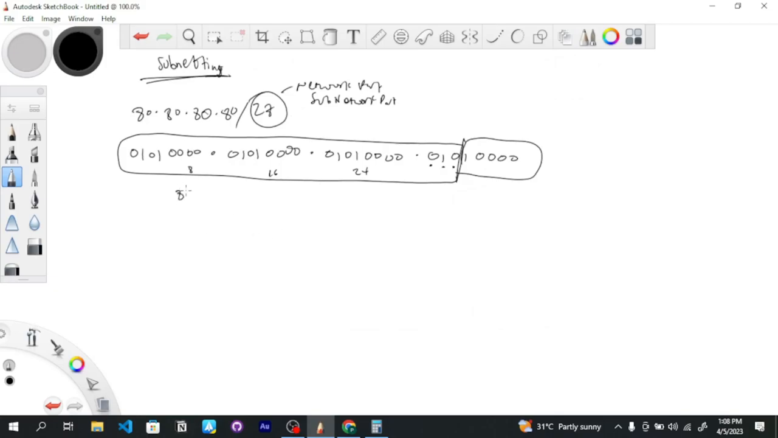Cool. So this is 80.80.80, and now this part is going to change. And then the ending is also this. Now what we can do is we can change everything to zero, and that gives us the start, and then we can change everything to one, and that will give us our range. If you change everything to zero, you get 0 1 0 0 0 0 0 0, and if you change everything to one, you get 0 1 0 1 1 1 1 1.